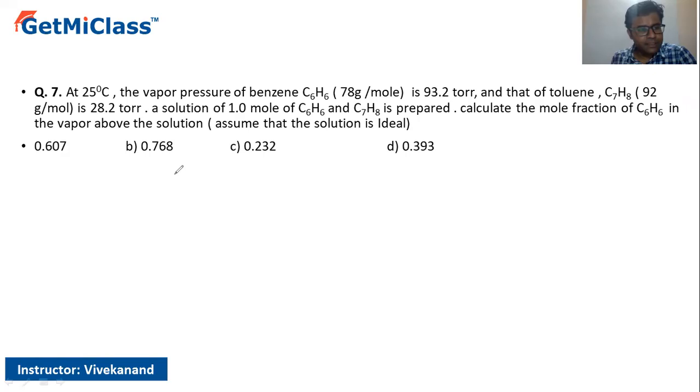Options given are A 0.607, B 0.768, C 0.232, and D 0.393. Okay, so let's start with this.